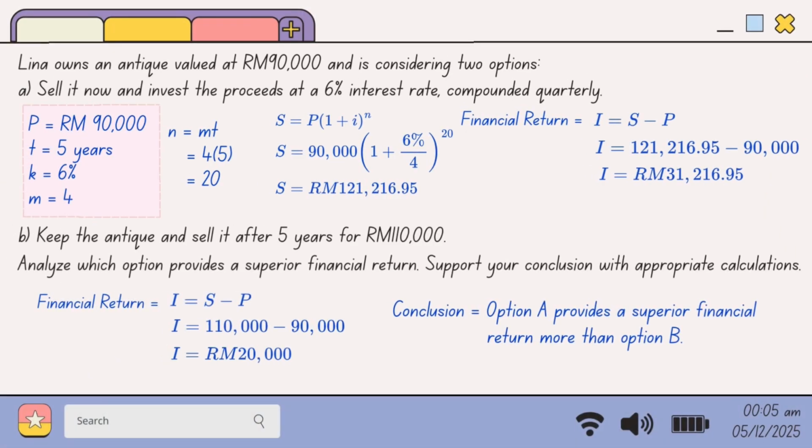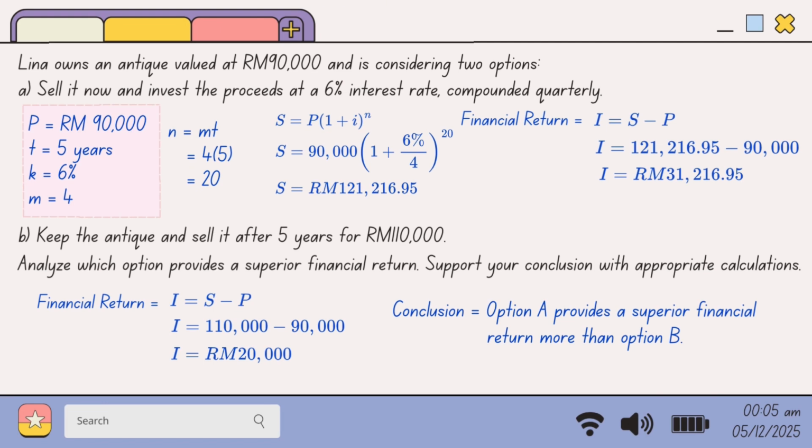Question 1a. P equals 90,000 ringgit, T equals 5 years, K equals 6%, and M equals 4. In this question, we will have to use the formula S equals P multiplied by 1 plus i, powered by n. After putting down the numbers, we get the answer 121,216.95.